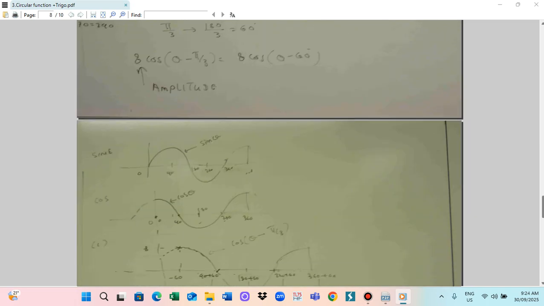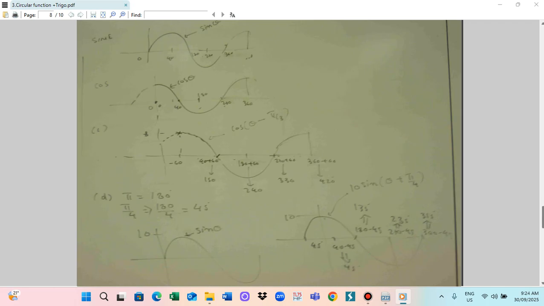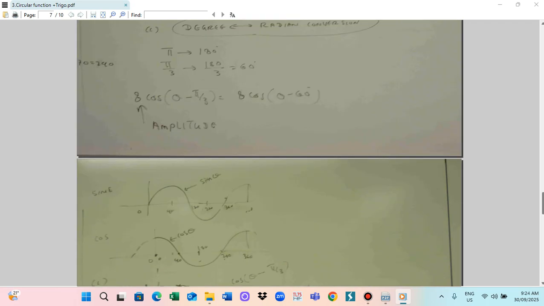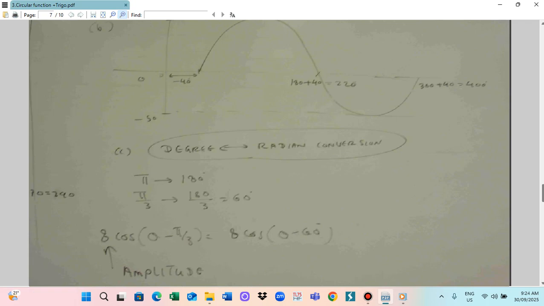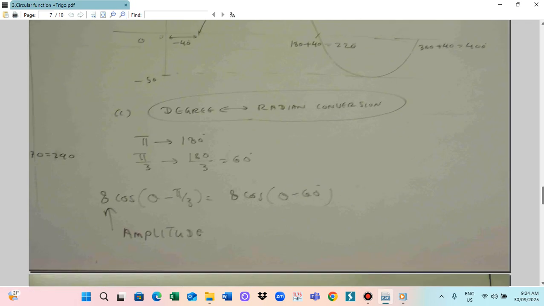Okay, since pi is given, we need to convert pi to degrees. We have to utilize the degree and radian conversion.